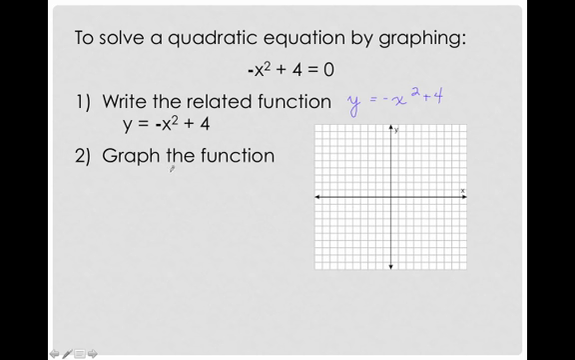My axis of symmetry, of course, is going to be at x equals 0. I've got a vertex at (0, 4). And I could pick some other points to graph. I've got -2, -1, 0, 1, and 2. And those y values are going to be 0, 3, 4, 3, and 0. So I'm going to go ahead and graph those really quickly.